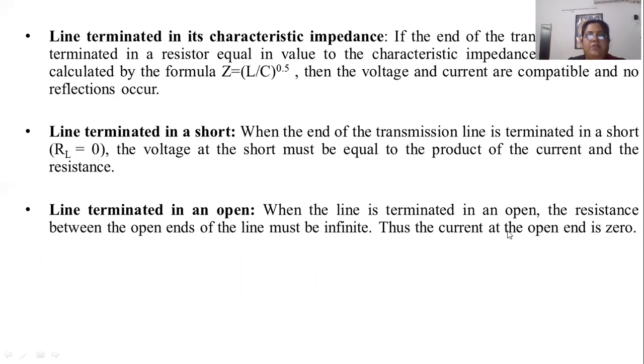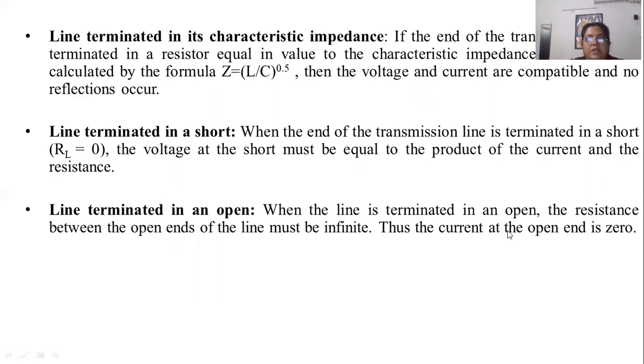If the end of the transmission line is terminated in a resistor equal in value to the characteristic impedance of the line as calculated by the formula Z = √(L/C), then the voltage and currents are compatible and no reflection will occur. When the line is terminated in a short, that is RL equals 0, then the voltage at the short must be equal to the product of the current and the resistance. Line terminated in an open.